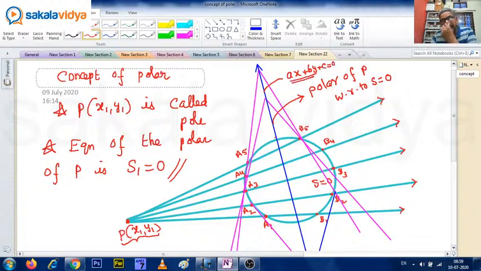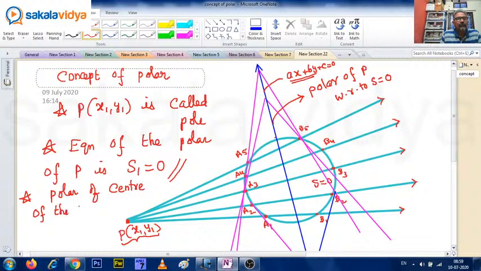And one more thing you remember, if P is the center of the circle, then polar does not exist. That means polar of center of the circle does not exist. Does not exist. That's all.